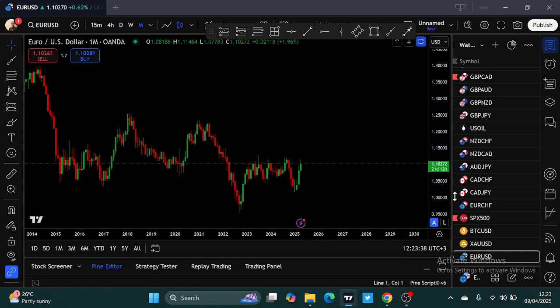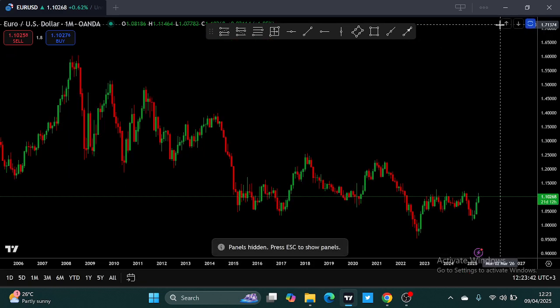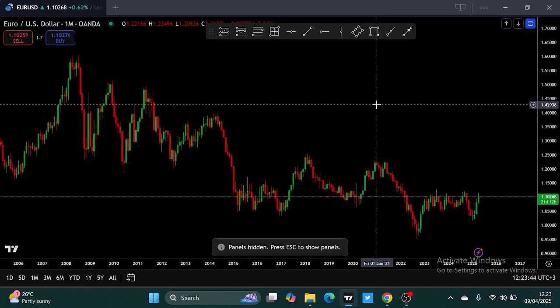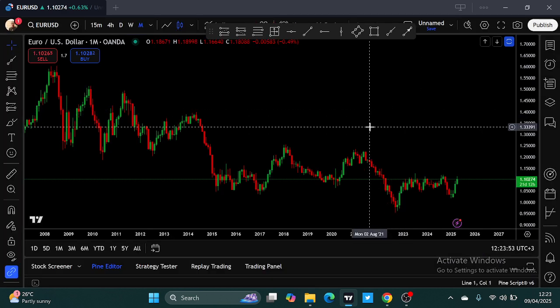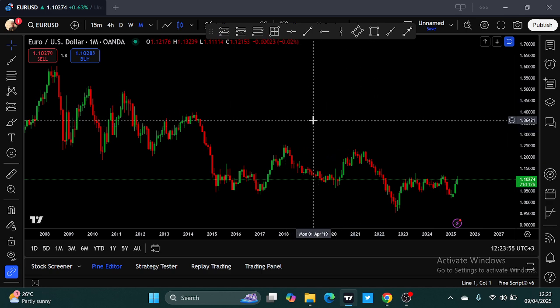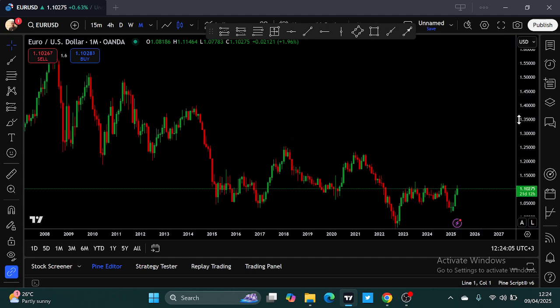So work with me. On the chart, I have a plain chart of EURUSD, and this is what you're going to be using to draw the support and resistance. It is going to be a step-by-step concept on how to draw support and resistance.